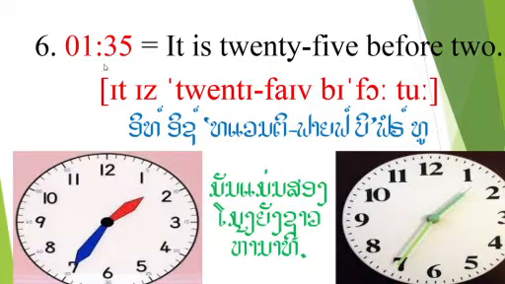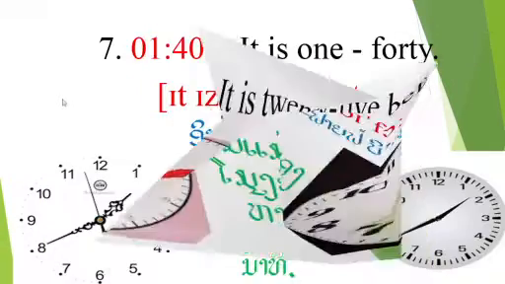1:35 is equal in an English sentence to: It is 25 before 2. It is 25 before 2. You can add one more word like minutes. For example, it is 25 minutes before 2. That's okay, never mind. Let's move on to the next one.